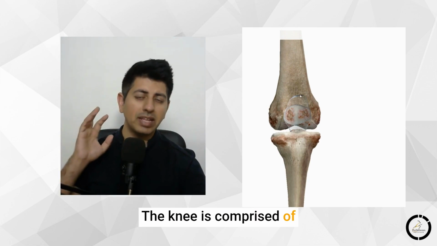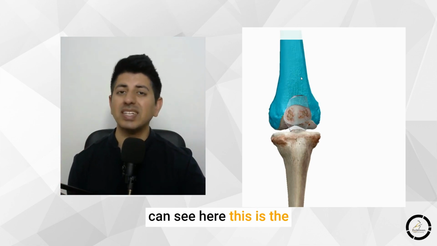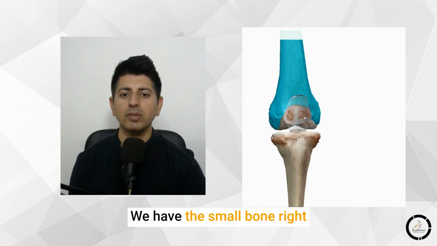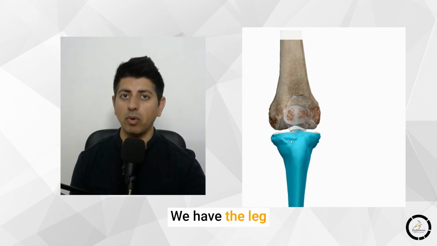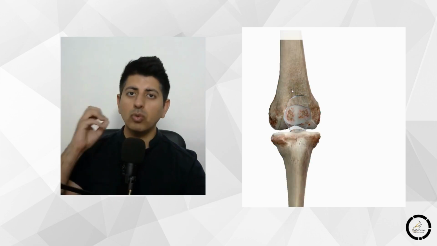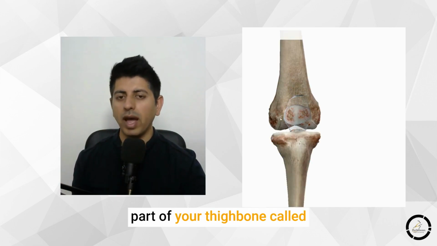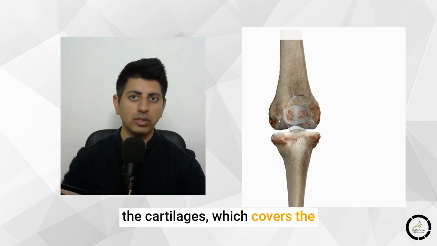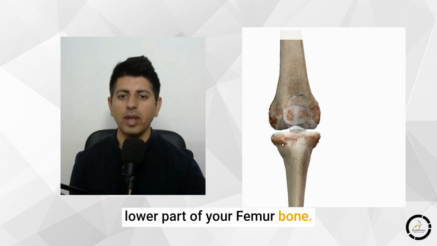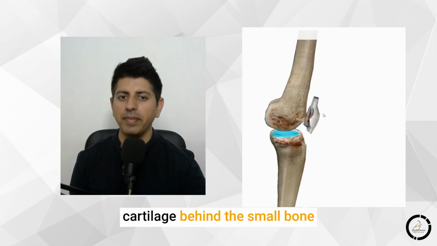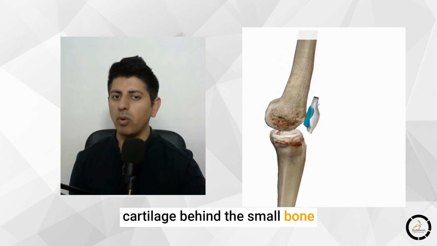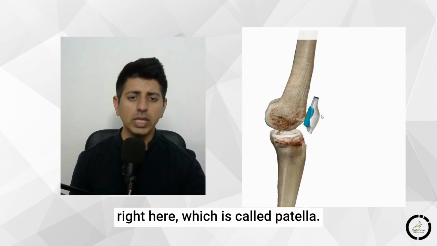The knee is comprised of mainly three bones, as you can see here. This is the thigh bone called the femur. We have the small bone right in front of the knee called the kneecap or patella. We have the leg bone called the tibia. There are cushions called cartilage, which cover the lower part of your femur bone. We have cartilage on the top of your leg bone, and we have cartilage behind the small bone right here, which is called the patella.